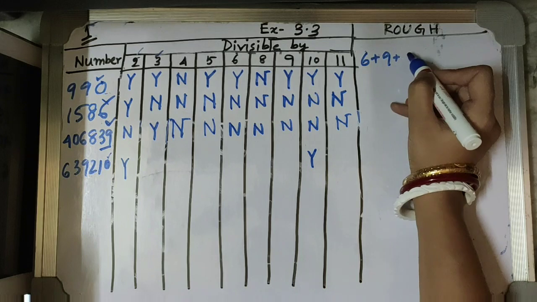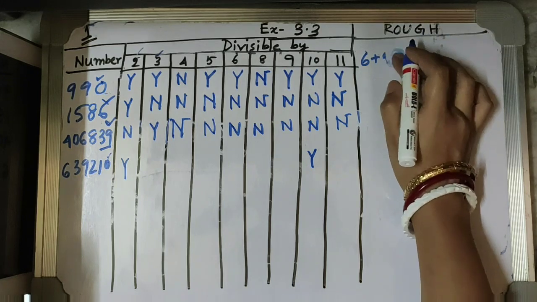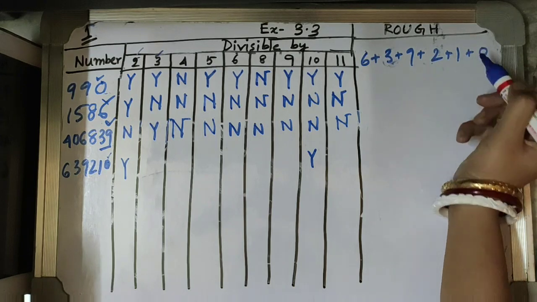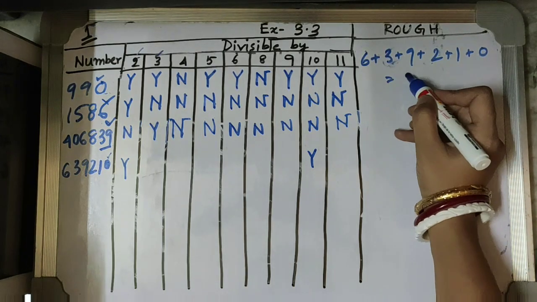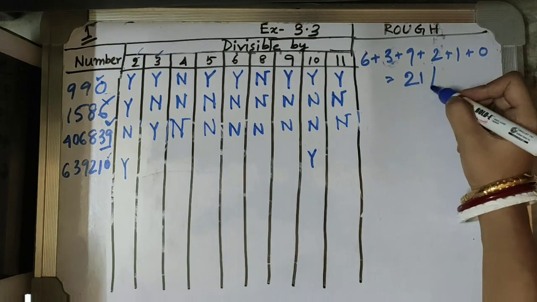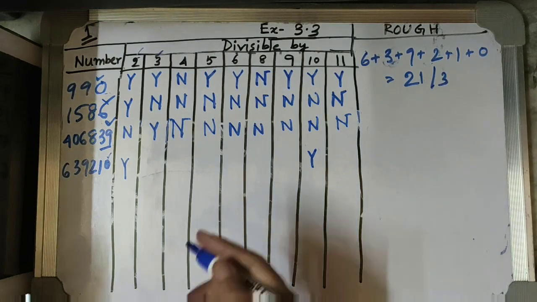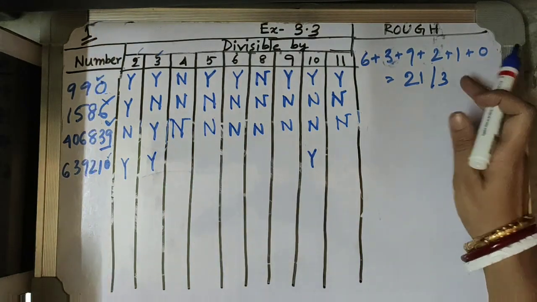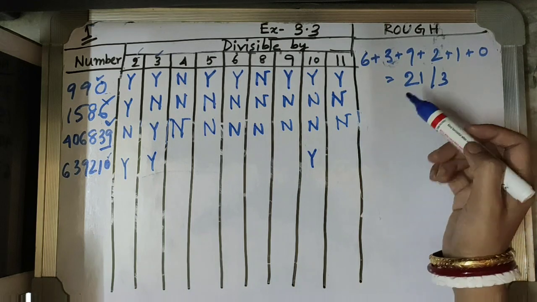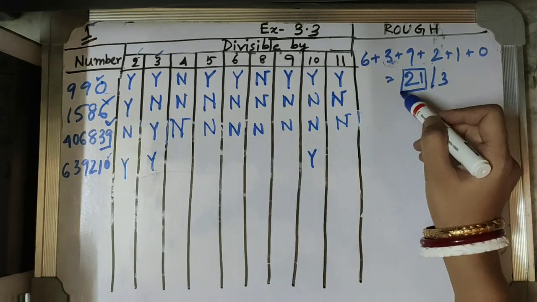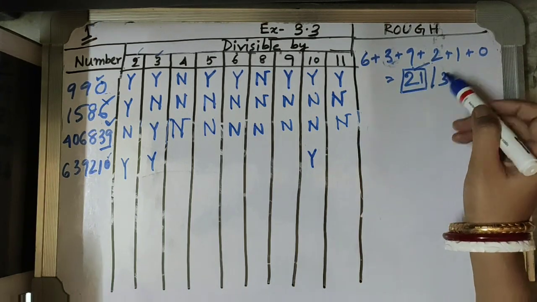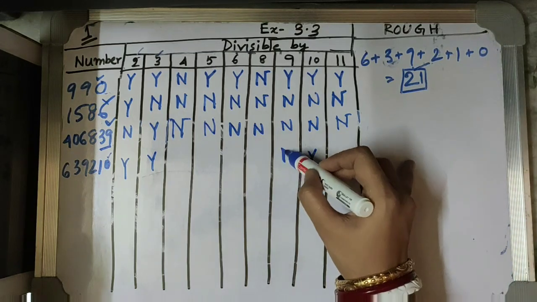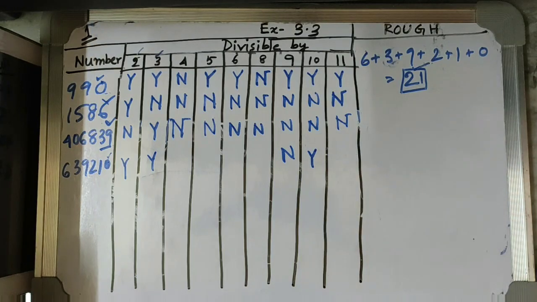6 plus 9 plus 6 plus 3 plus 9 plus 2 plus 1 plus 0. We are getting 21. 21 is there in 3's table. So this number is divisible by 3. Now we can easily check the divisibility by 9 here also, because by adding all the digits we have got the sum 21 here. 21 is not there in 9's table, so we can say that this number is not divisible by 9.